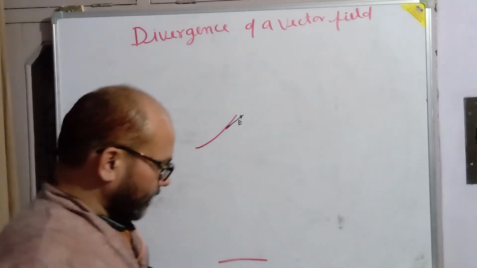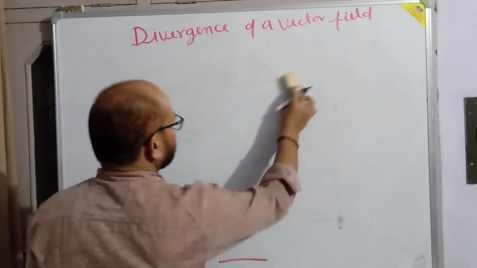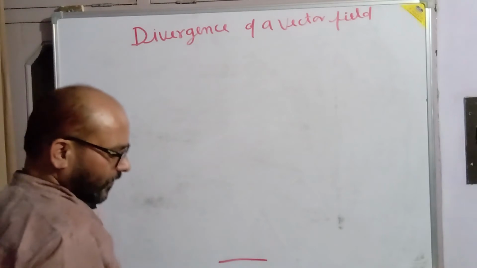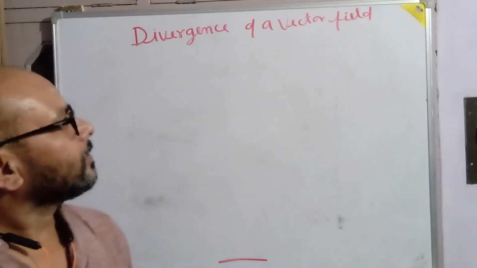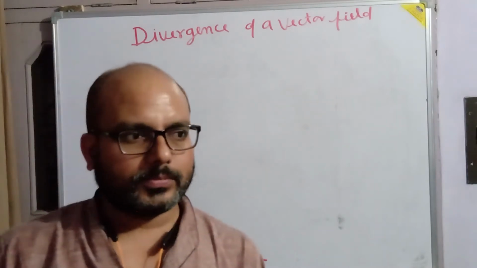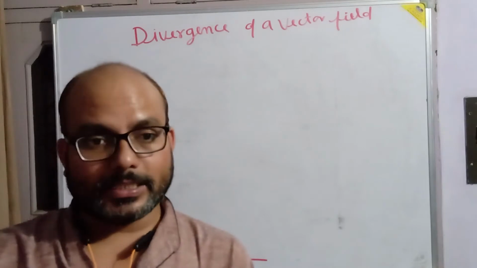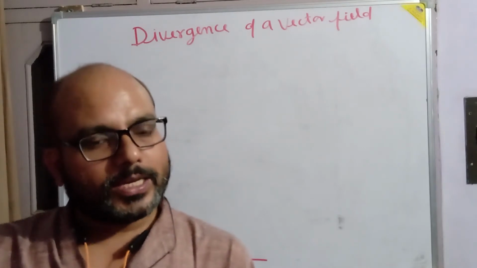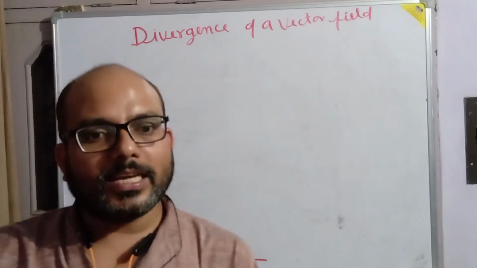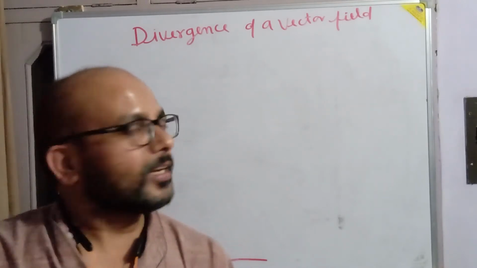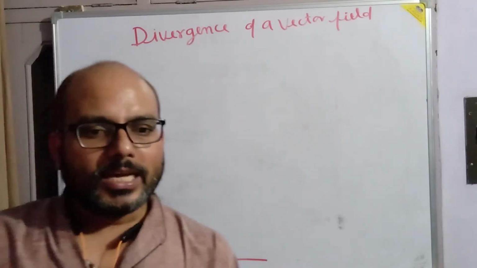So what is the divergence? If the del operator is applied to a vector field, the vector field changes to a scalar field. So the gradient turns a scalar field into a vector field, and the divergence turns a vector field into a scalar field.